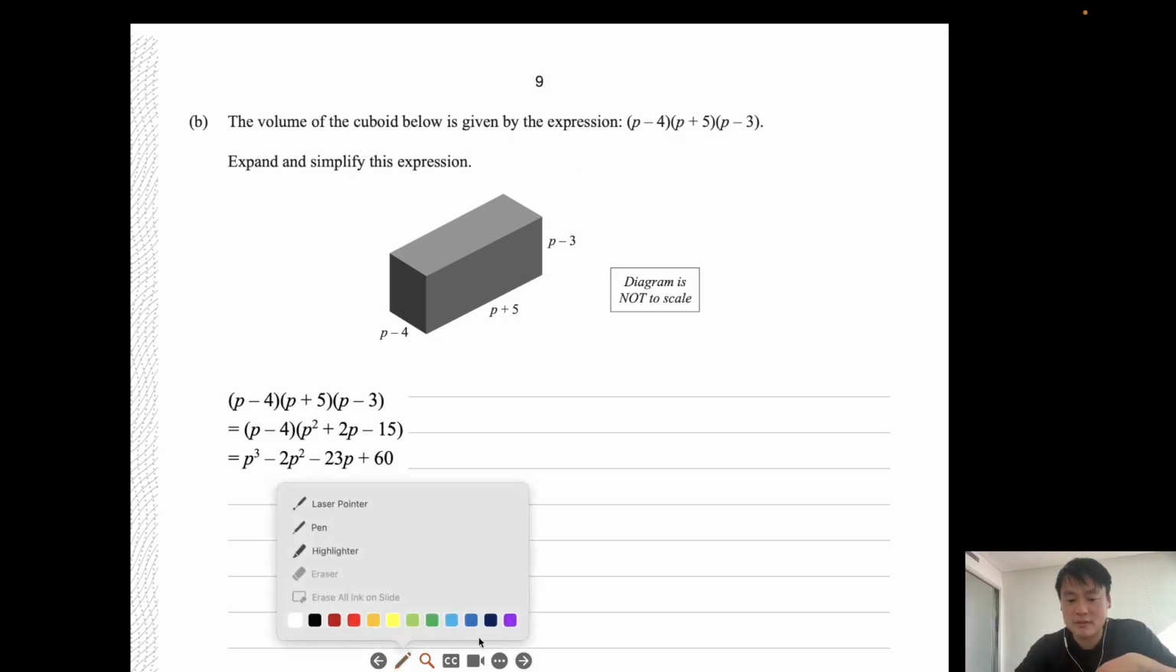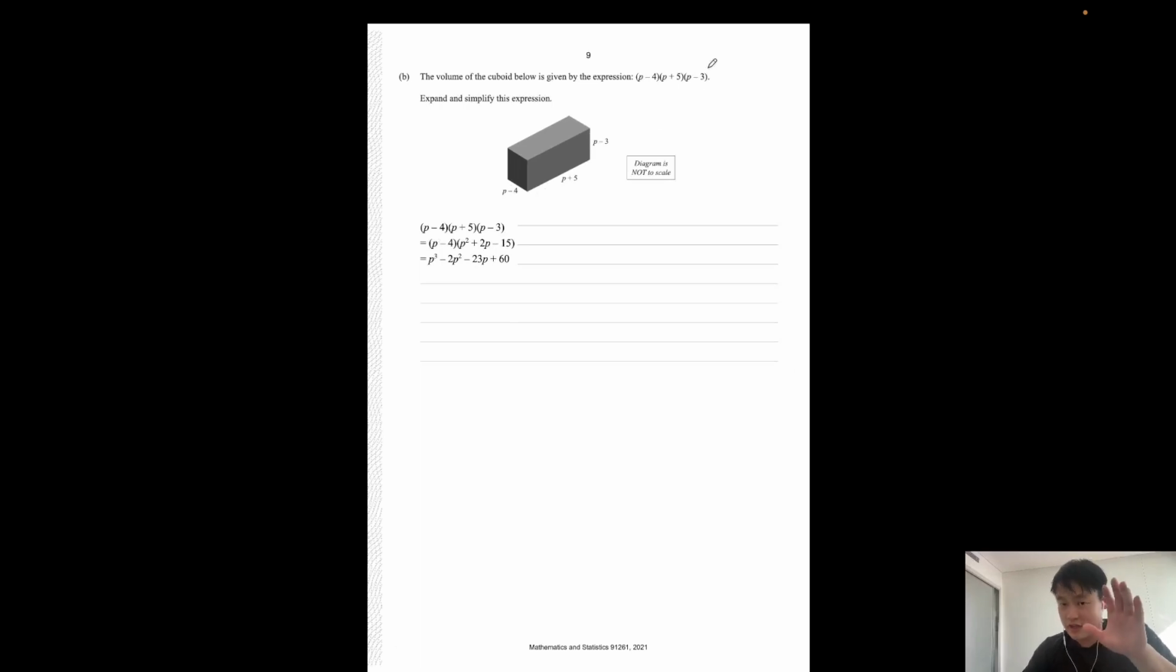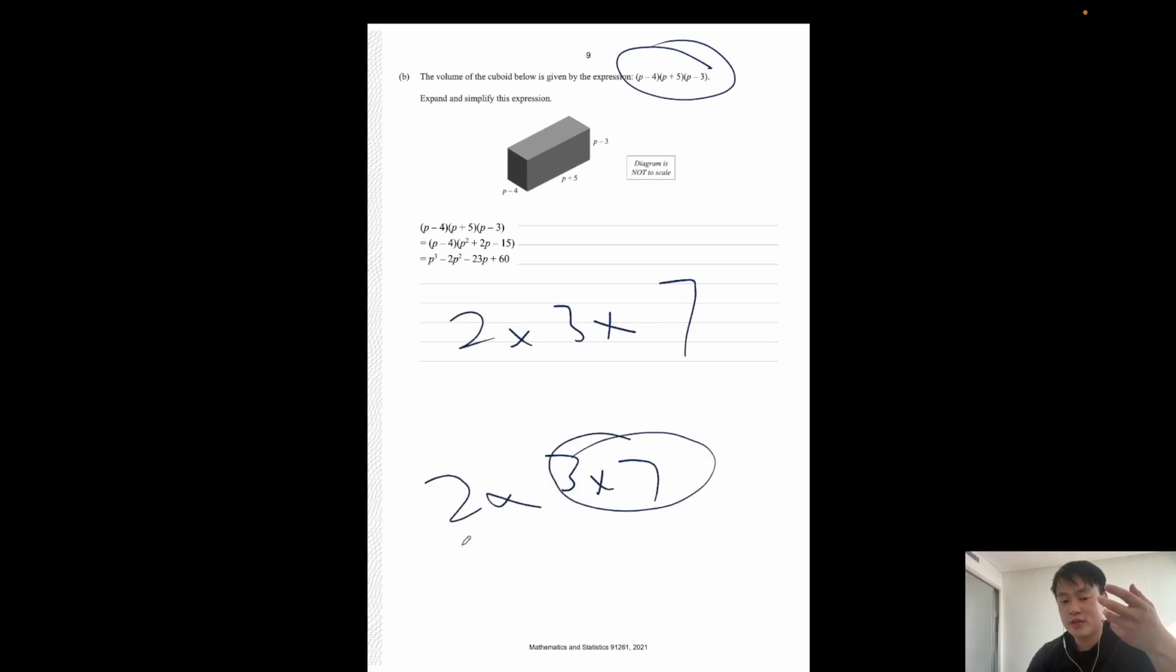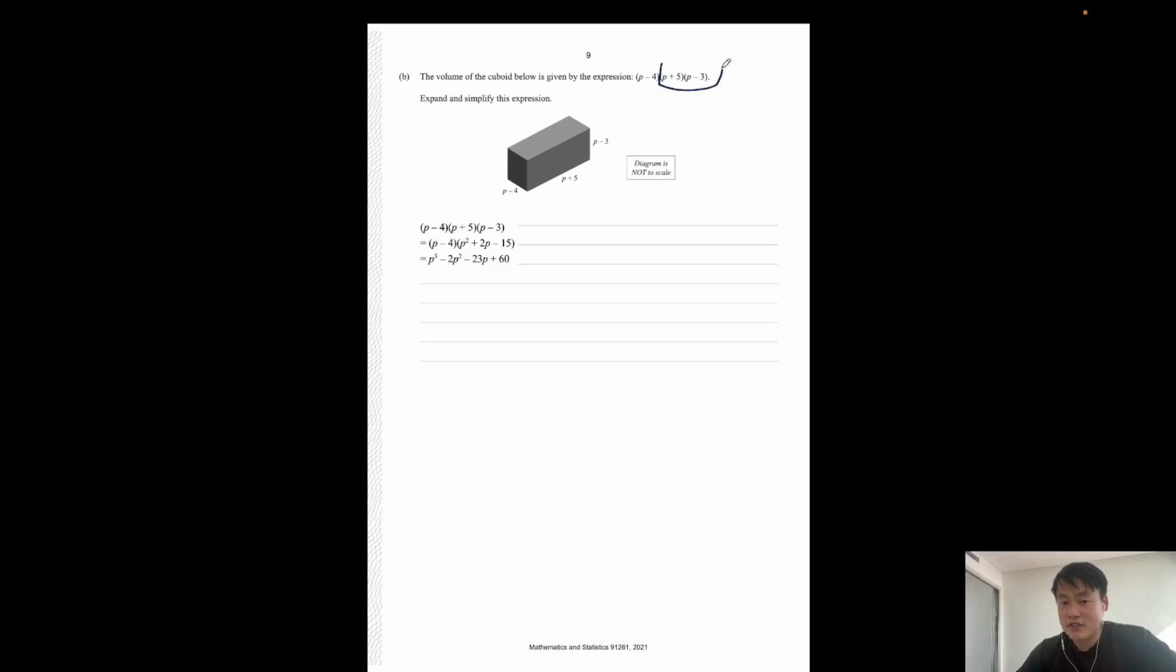Just in case you don't know this, do you agree that 2 times 3 times 7 is the same thing as 3 times 7 first times 2? As in the same thing as 2 times 21. Remember that law of multiplication? If the whole thing is multiplied together, it doesn't matter in which order you do them. So you realize it's the same thing as doing this first, can't you? It's the same thing as P minus 4 multiplied by.